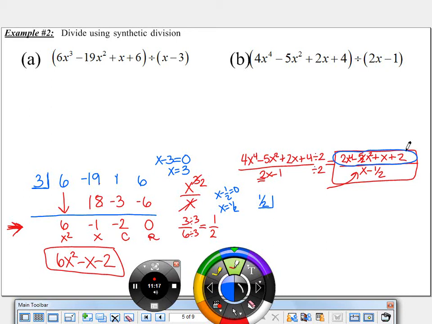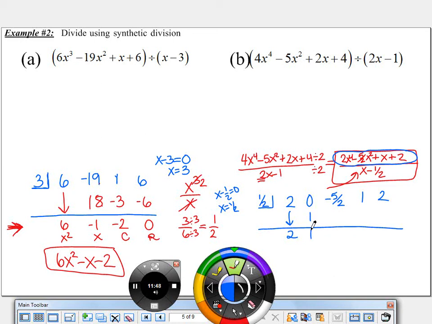So I have the first term is of degree 4, and its coefficient is 2. There is no term of degree 3, so I'm going to put a 0 placeholder for that. The term with degree 2 has a coefficient of negative 5 over 2. The term with degree 1 has a coefficient of 1, and the constant is 2. And I'm going to go through that same process I went through before. So first I'm going to drop down the lead coefficient of 2. I'm going to multiply 2 times 1/2, which would give me 1. That goes in the next column, and I add up the column.